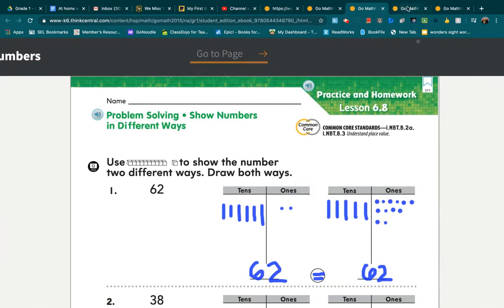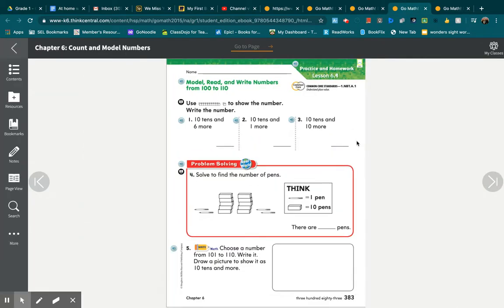Okay, Mrs. Maris is moving on. We've got 2 more practice pages to go. Our next page is page 383. It's practice and homework lesson 6.9, okay?